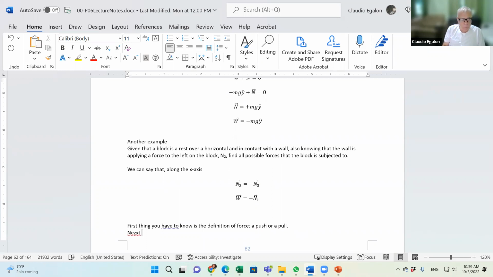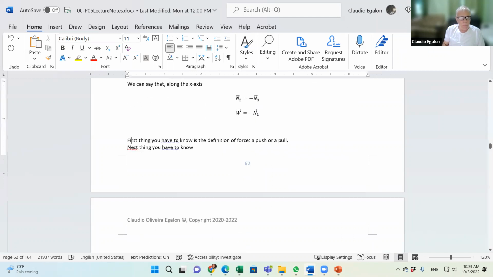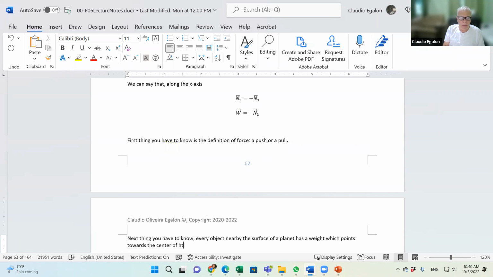Next thing you have to know. Every object nearby the surface of the planet has a weight which points towards the center of the planet.